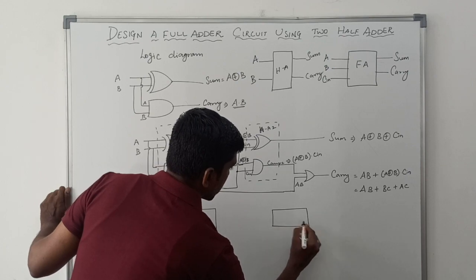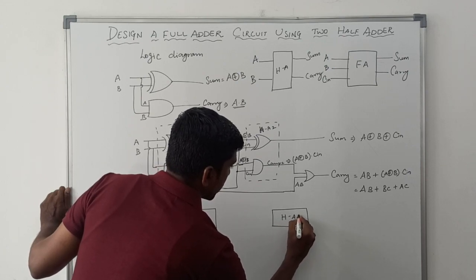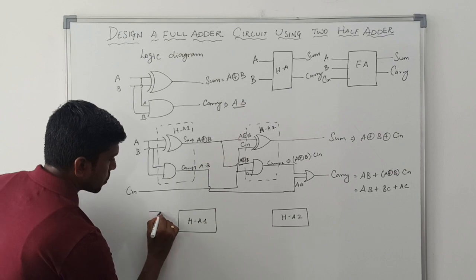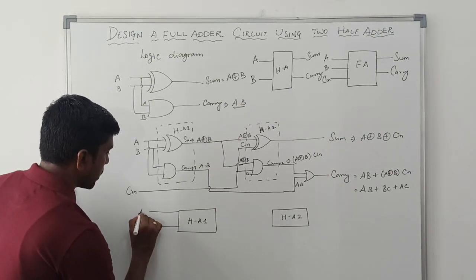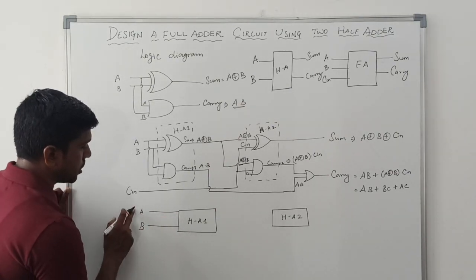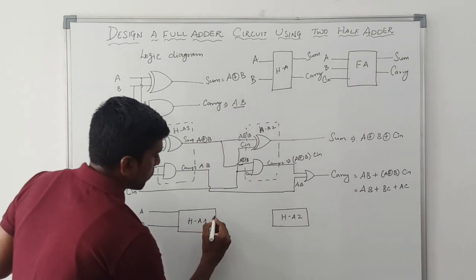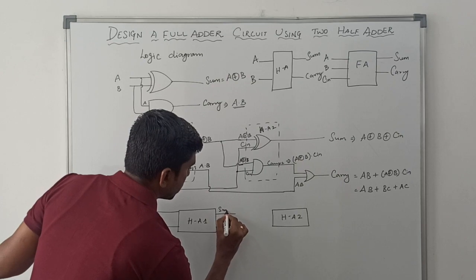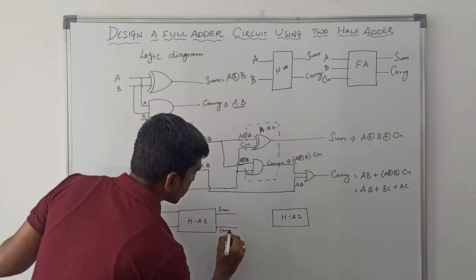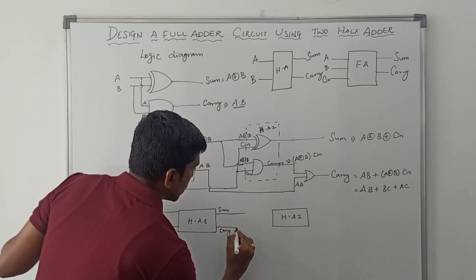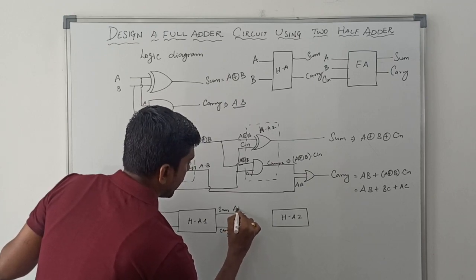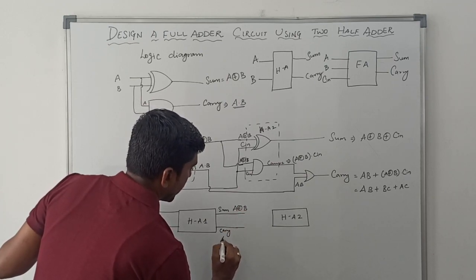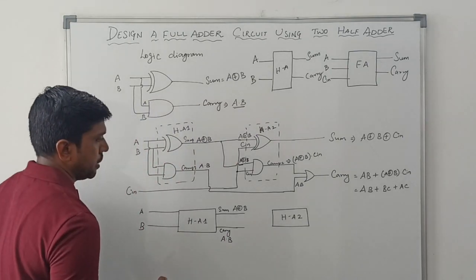So this one represents half adder 2. The inputs of the half adder are A and B. So these two signals are the input of the half adder circuit. The outputs are sum and carry. The sum value is A XOR B, and the carry is A dot B.